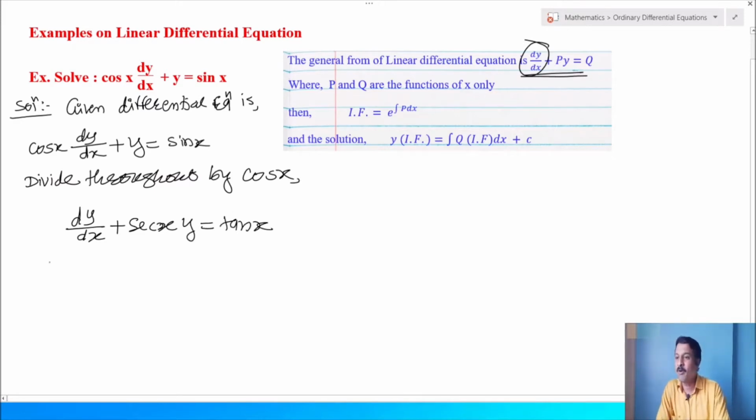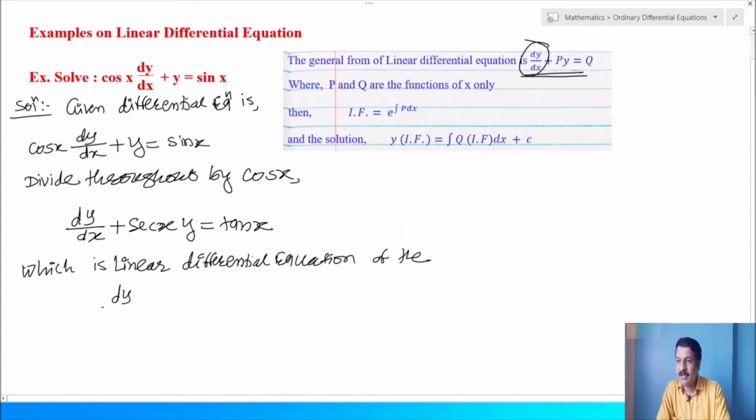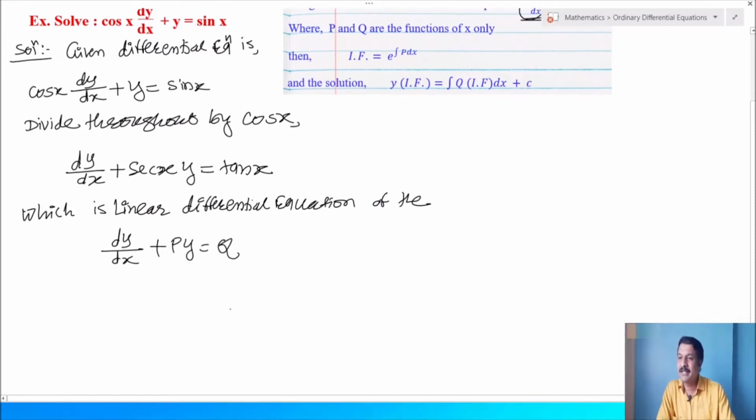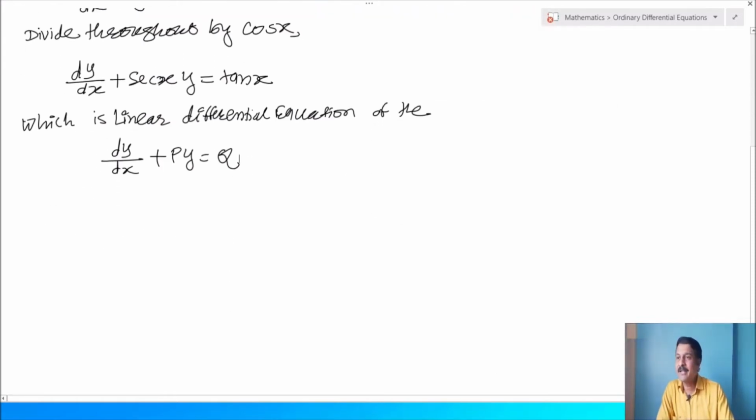So you can observe here, this is a linear differential equation in y, of the form dy by dx plus p into y equal to q. So what is the p there? If we compare here, I am getting p equal to sec x and q equal to tan x.